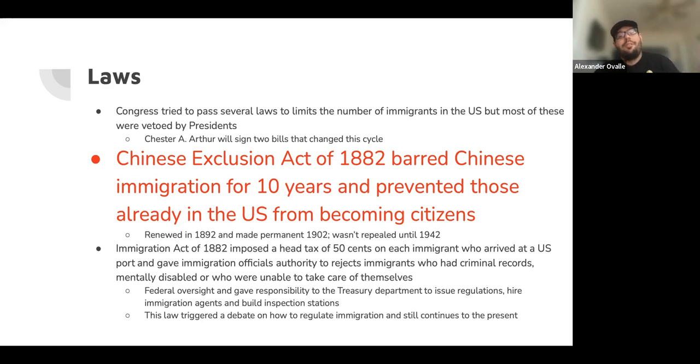This law will, however, trigger a debate on how to regulate immigration, and it still continues to be a problem, obviously, limiting immigration or allowing it to happen.